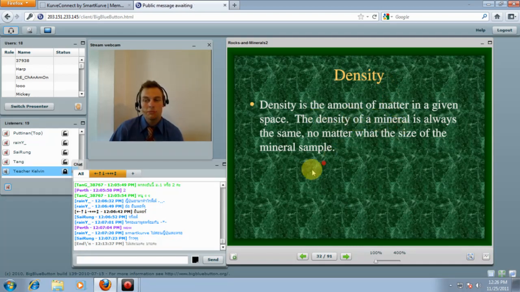So the density is always going to be the same. Can anyone think of why the density will be the same for a mineral no matter what the size of the mineral sample? So if you had 100 kilograms of pyrite, it's going to be the same density as 1 kilogram of pyrite. Can anyone think of why that might be? Obviously 1 kilogram of pyrite is going to weigh a lot more than, sorry, 1 kilogram versus 1 gram. So 1 gram of pyrite is going to be much lighter than 1 kilogram, but they're the same density.